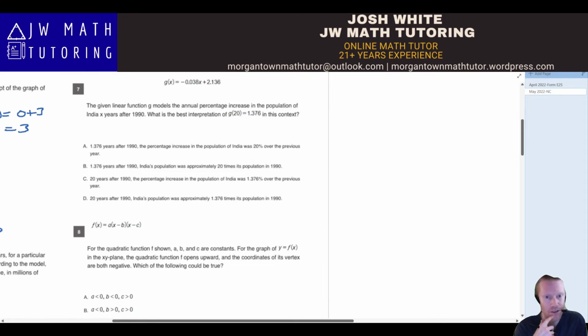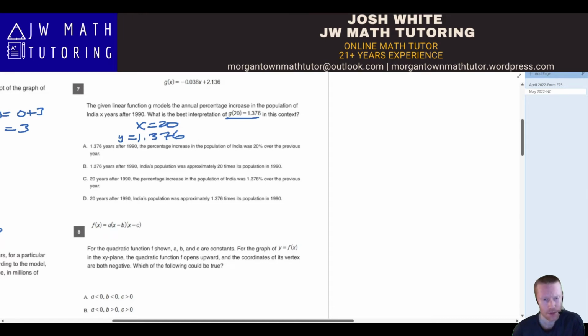Next problem is number 7, and this one is a problem where you have a linear function, i.e. a line, and you're basically asked to describe or interpret what g of 20 equals 1.376 means. So notice here 20 is the x value, so keep that in mind. And 1.376 is your output, or as I like to call it, the y value.